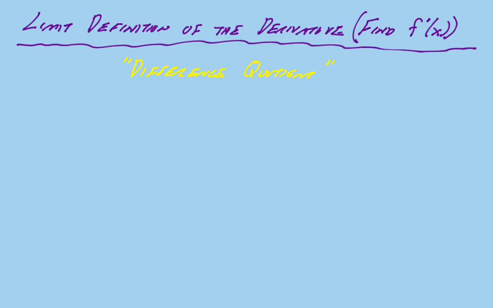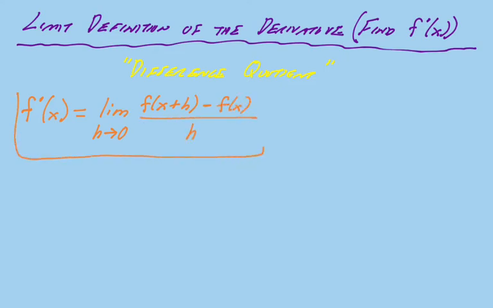So what does the difference quotient look like? Well, we can now say that f prime of x is equal to the limit as h approaches 0 of f of x plus h minus f of x all over h. And yes, you need to know that.